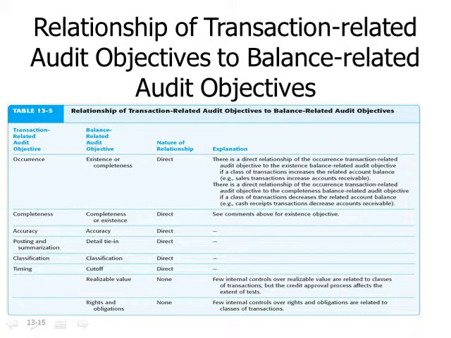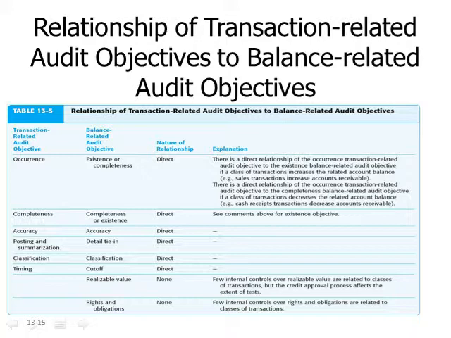And this slide provides us an illustration of the relationship of transaction-related audit objectives to balance-related audit objectives. And as you recall, each of these audit objectives are meant to satisfy some concern around management assertions. And these management assertions deal with occurrence, completeness, accuracy, posting and summarization, classification, timing, realizable value, rights and obligations, and each of these assertions can generally be associated with either a class of transactions or an account balance.